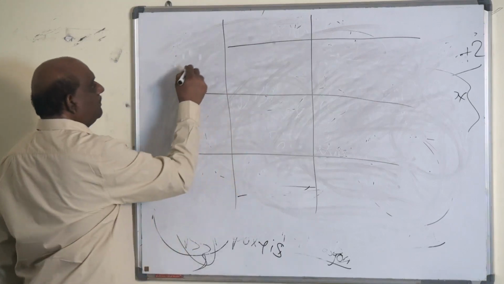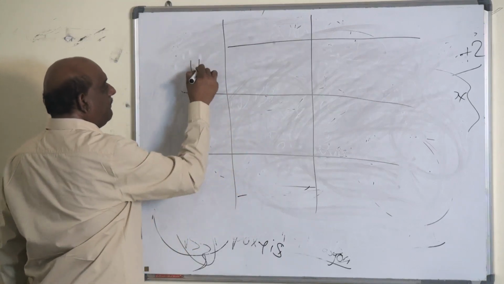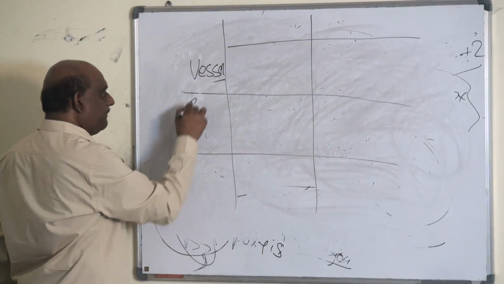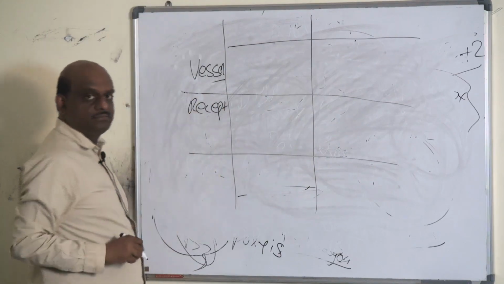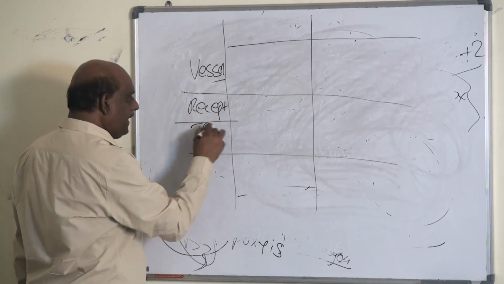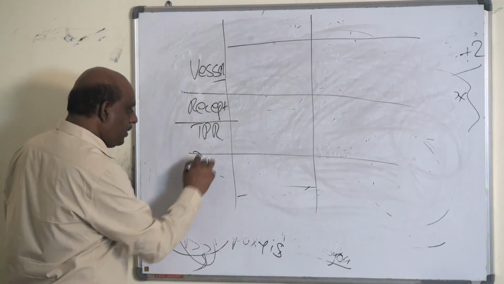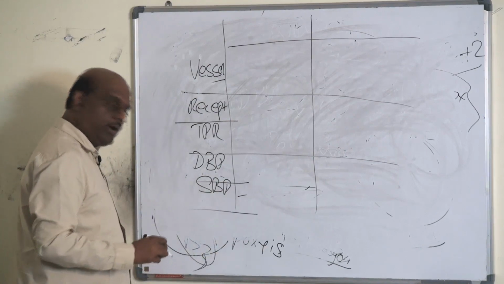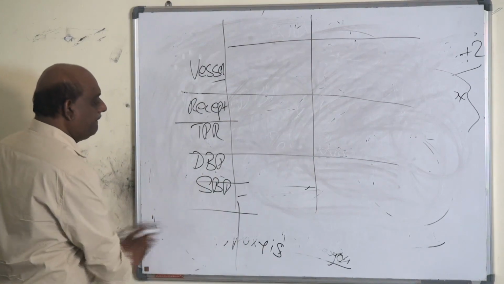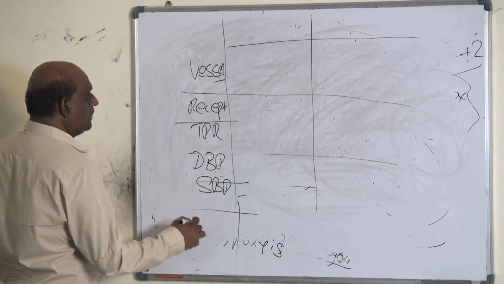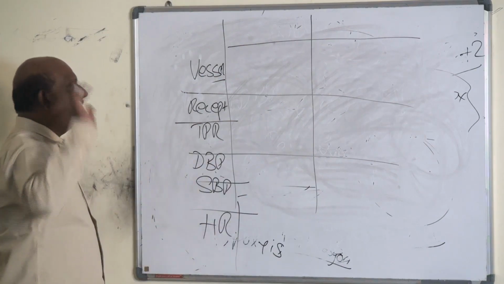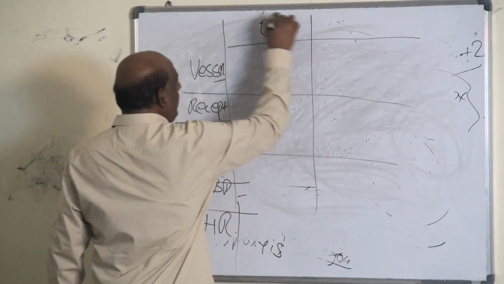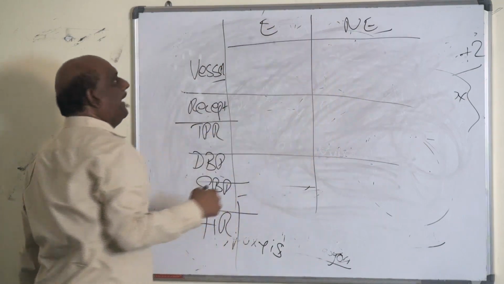So you have one effect on vessel. What type of receptor does it act on? What is the effect of it on TPR? What is the effect on diastolic BP? What is the effect on systolic BP? What is the effect on the heart rate? This is going to be a chai pe charcha with Dr. Murli Bharadwaj today. There is epinephrine and there is norepinephrine.